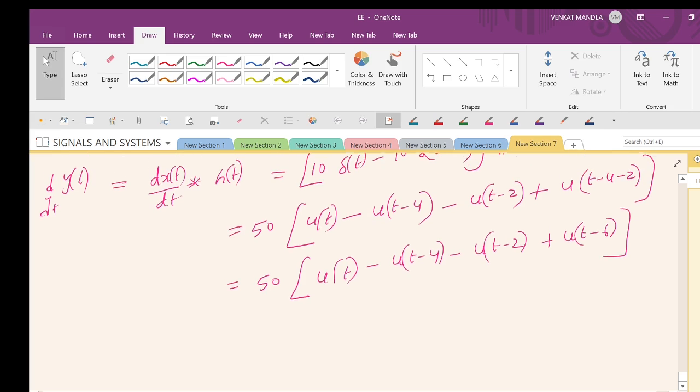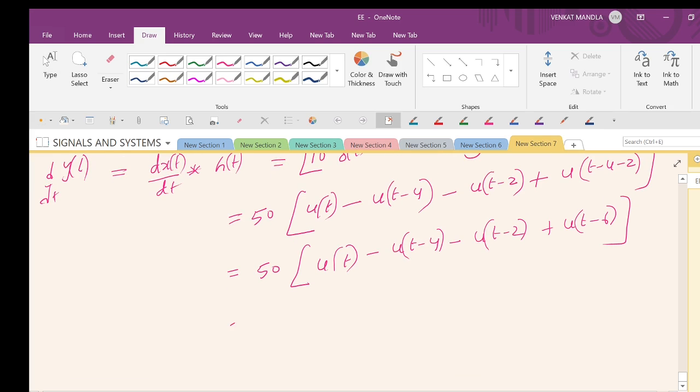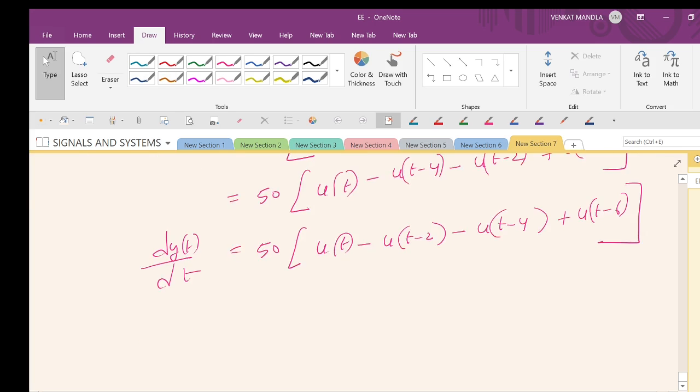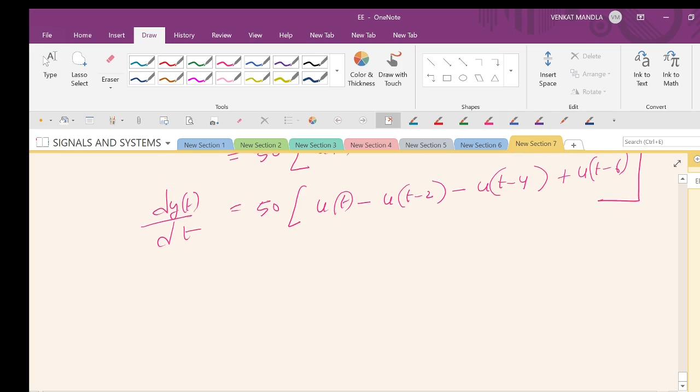So you write them in order: 50 into u(t) minus u(t minus 2) minus u(t minus 4) plus u(t minus 6). This is the signal. This is dy(t)/dt. Okay. First draw it, then integrate it. First I will draw it.